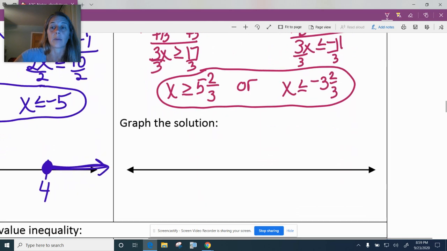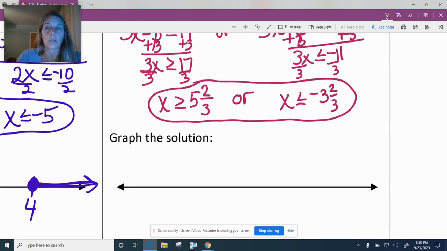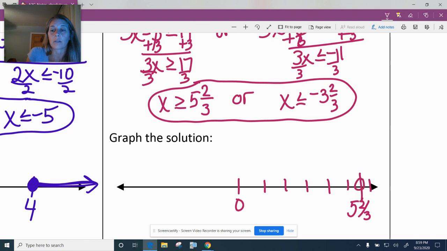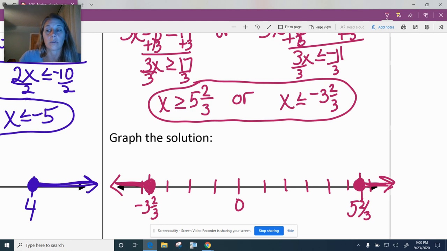Now I'm going to put this on the number line. The main reason why I put it into mixed numbers is because it's easier to plot on a number line. So if this is 1, 2, 3, 4, 5, 6, I would know that my 5 2/3 would be somewhere around there. And it's going to be a closed circle, and x is greater than, so we're going out to the side. Then my other one, I have negative 1, negative 2, negative 3, negative 4. So negative 3 2/3 would be somewhere around here. Again, a closed circle, and then going out to the left because the less than numbers are to the left.